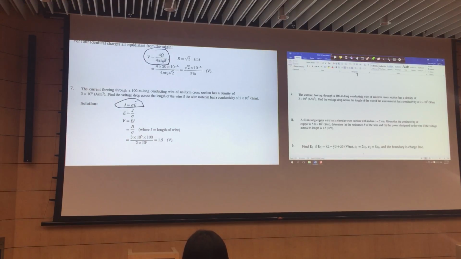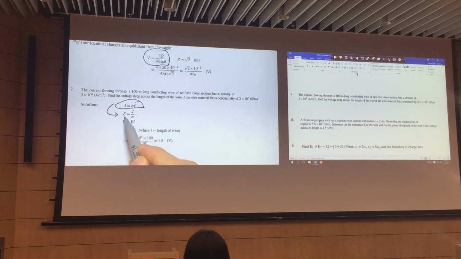The current density and electric field are linked by the conductivity. So from here, you can obtain the electric field and current density. In the meantime, the voltage is equal to this.